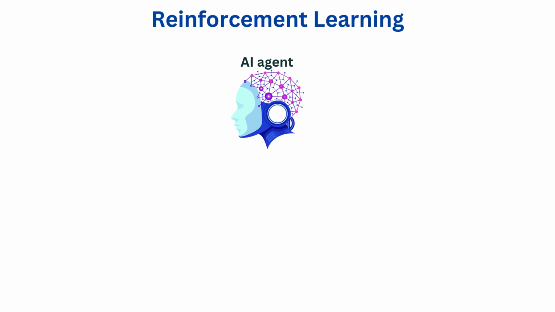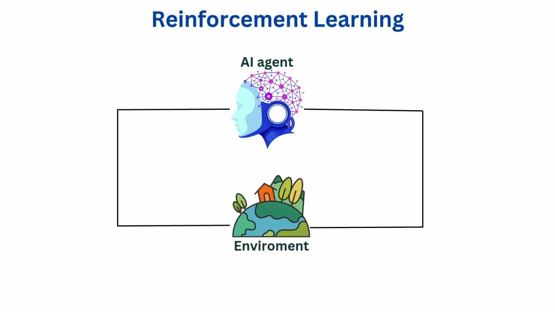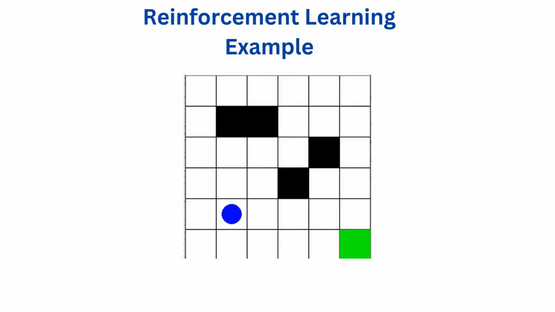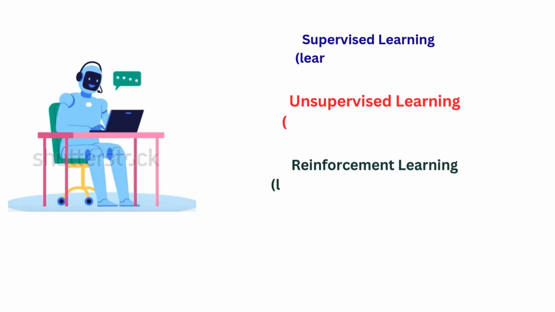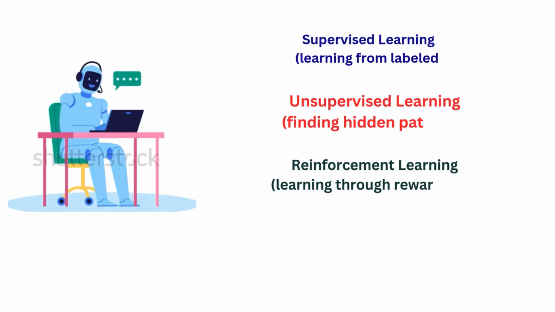Reinforcement learning. In this type of learning, the computer learns by trial and error. It tries different actions and gets rewarded or punished based on the result, just like a video game player learning to score more points. Machine learning is used everywhere, from social media recommendations to self-driving cars, making our lives easier and smarter.